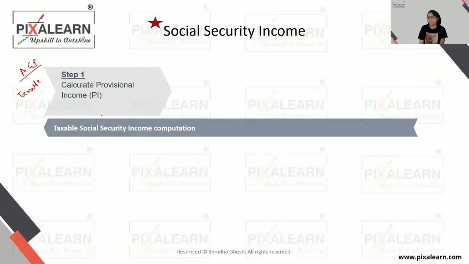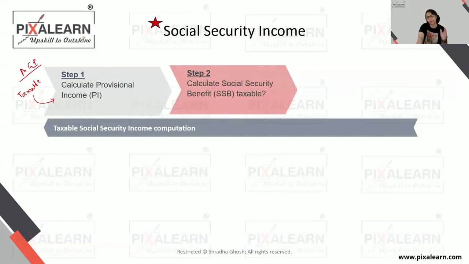So once you get this figure, there is a calculation whereby you would be arriving at something called provisional income from the AGI. How do you calculate that? We're going to talk about it. So first, calculate provisional income. Then you're going to calculate how much of that social security income is taxable.